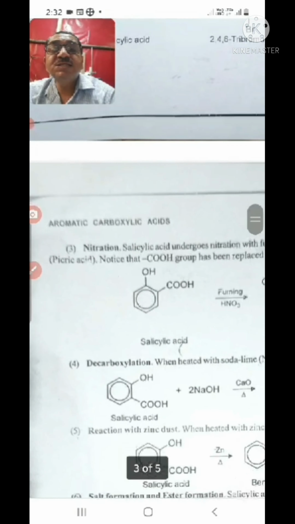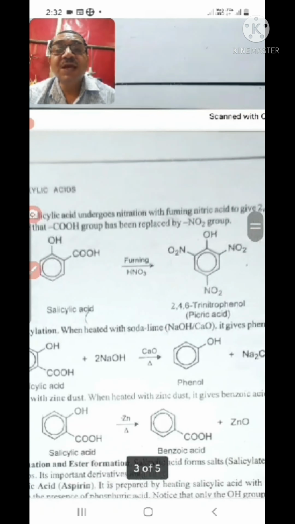Now after this, second reaction is nitration. Nitration reaction means salicylic acid, when we treat with fuming nitric acid, we get again the nitro substituted product, that is 2,4,6 trinitrophenol. 2,4,6 trinitrophenol can be also called as picric acid.